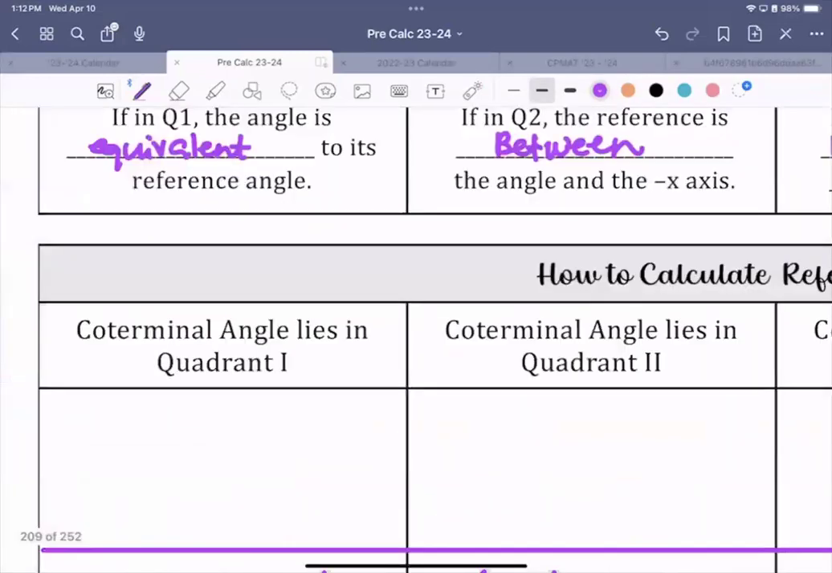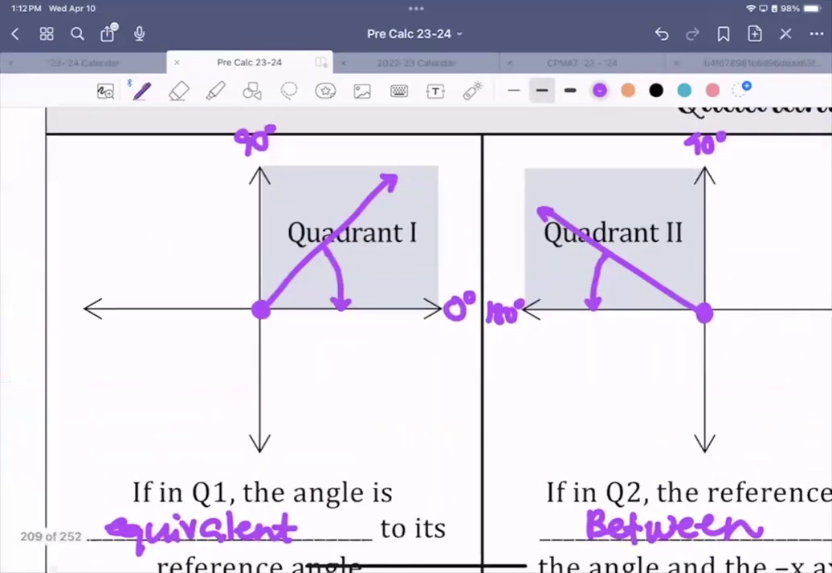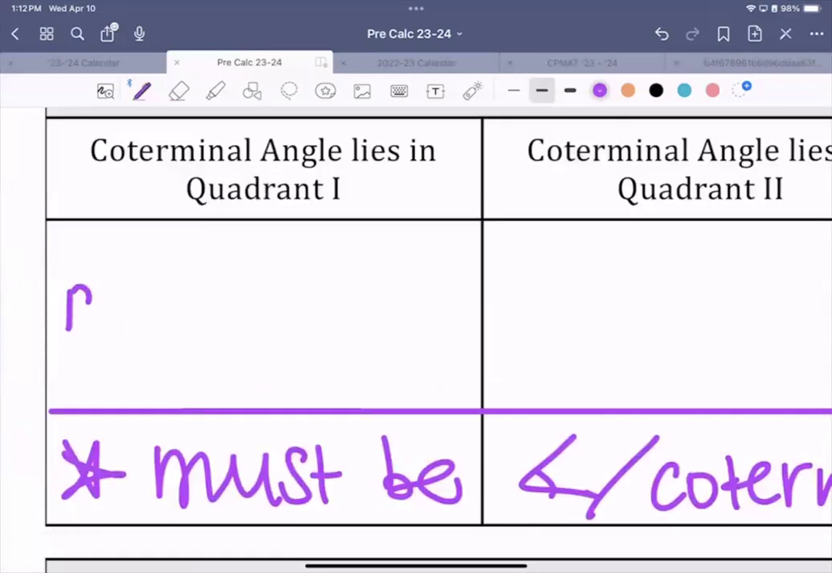Okay, let's do quadrant 1 here. We said it's going to be equivalent. So in quadrant 1, your reference angle is equal to your original angle or your original coterminal angle that's between 0 and 360.